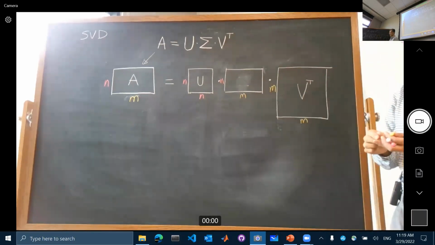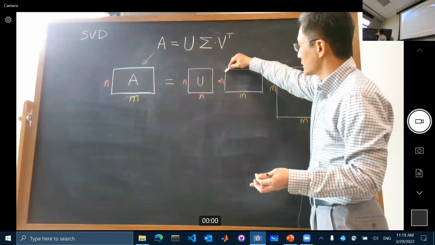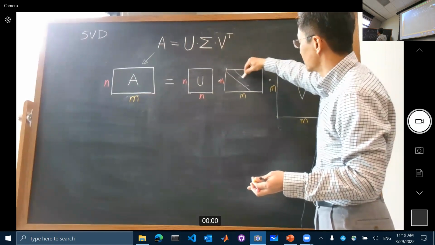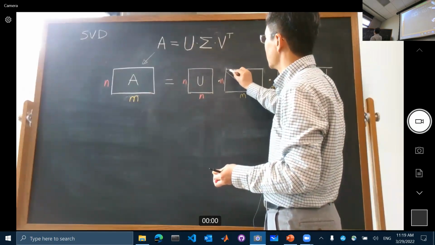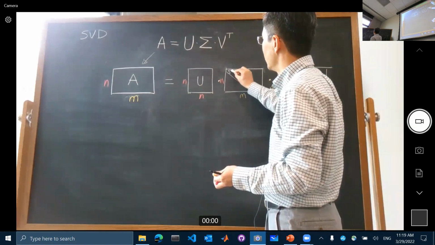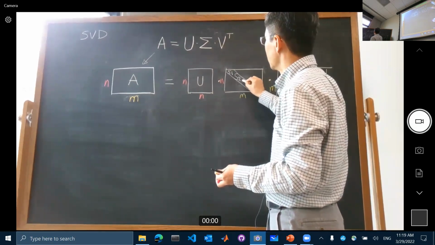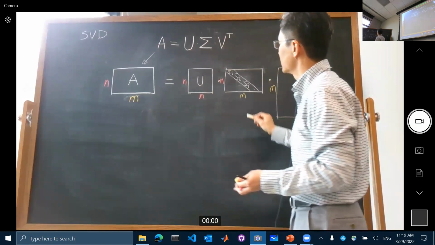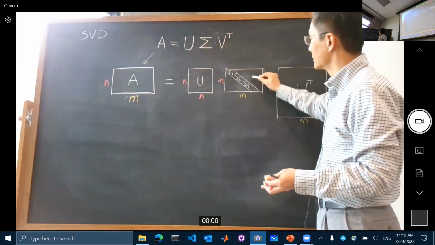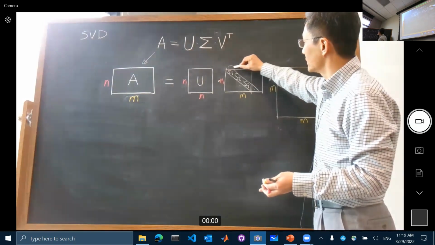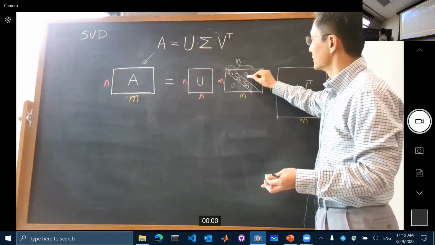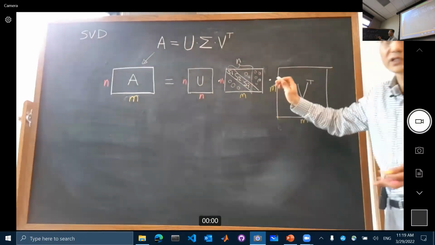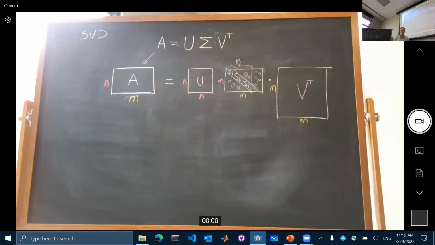So in the sigma, everything is 0 except the diagonal positions. Okay, you have values here, S1, S2, S3, until n. Stop at n here. The rest of them are 0. Okay, so that's the system we gave to you.